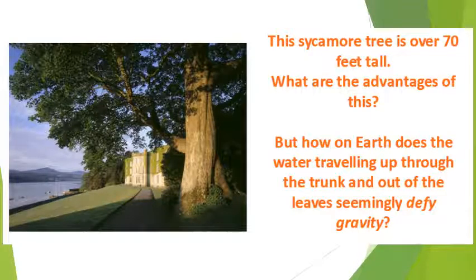On this slide you can see a really tall tree, 70 feet. That's roughly 21 meters. There are some advantages to trees for that, such as being closer to the light. But how does the tree manage to get water up its trunk? Because you know that water has to reach the leaves.